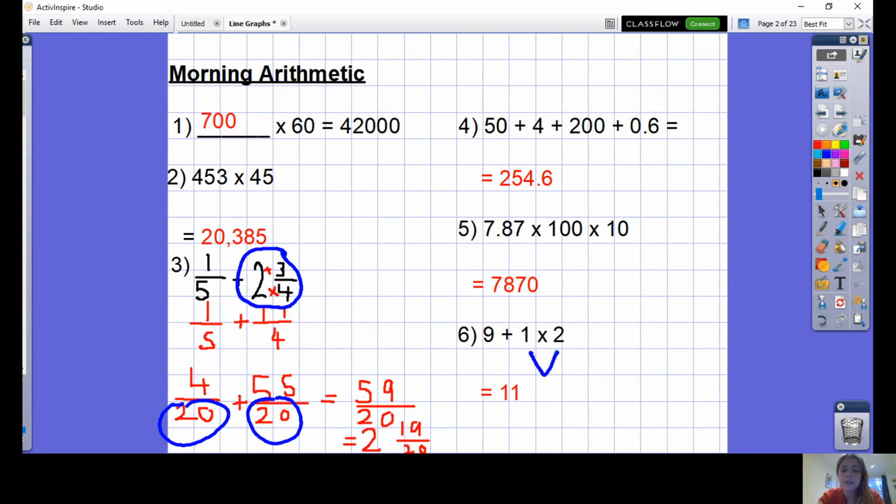For this question, remember you need to do your BIDMAS first, so that 1 times 2 is 2, 9 add 2 is 11. Please mark all of those answers for me now, and then we'll go on to our morning reasoning.